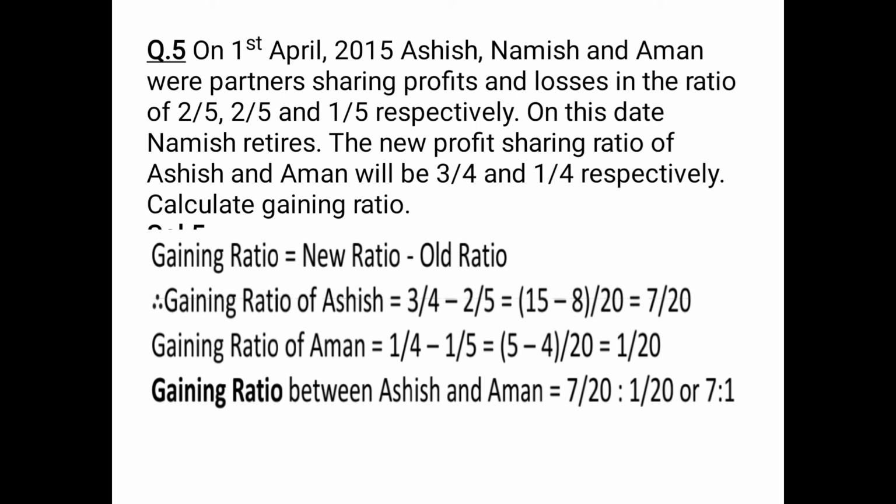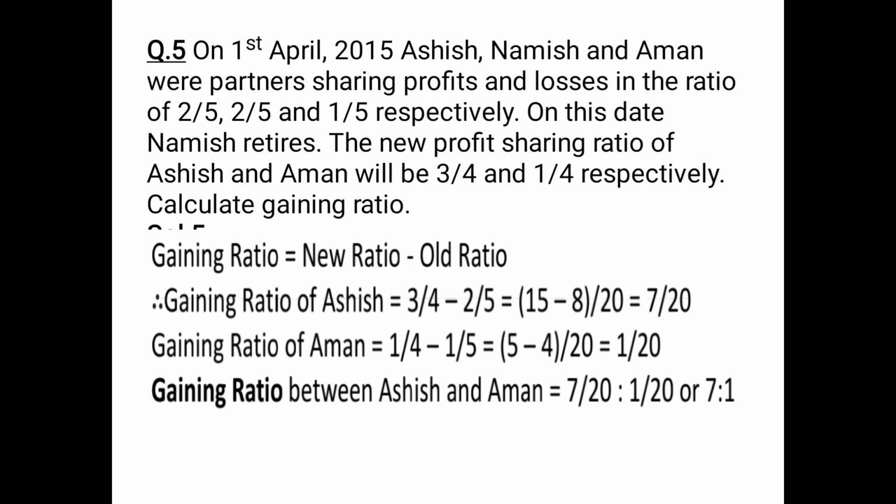So gaining ratio of Ashish is equal to his new ratio, that is 3 by 4, minus his old ratio, that is 2 by 5. So when we take the LCM of 4 and 5, we get 20. So after adjusting the LCM into the numerators, we get 15 minus 8 upon 20, that is 7 by 20 will be the gaining share of Ashish.